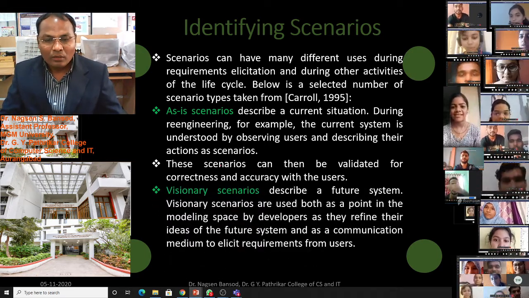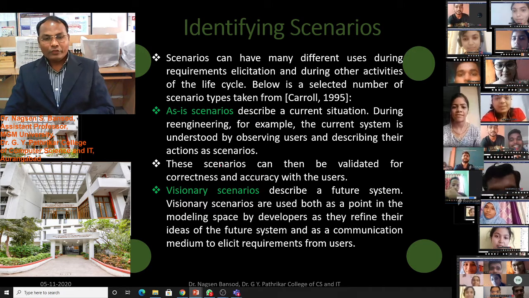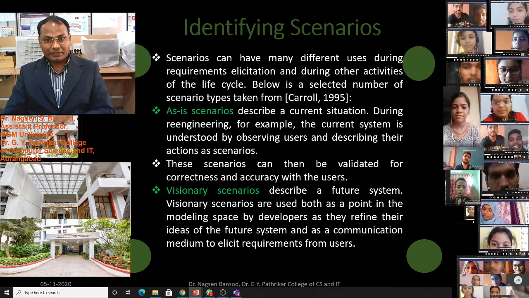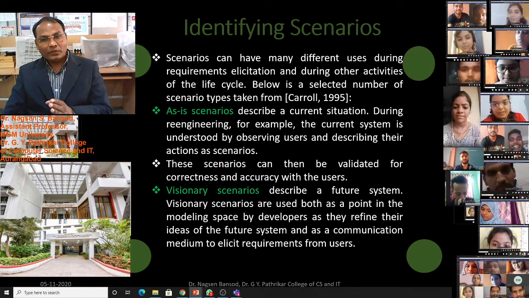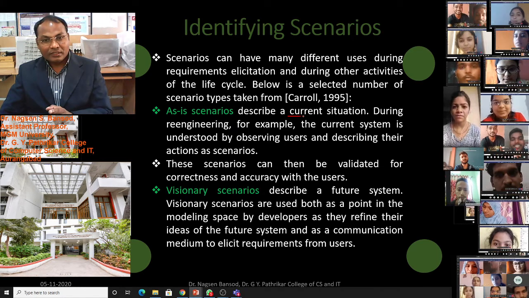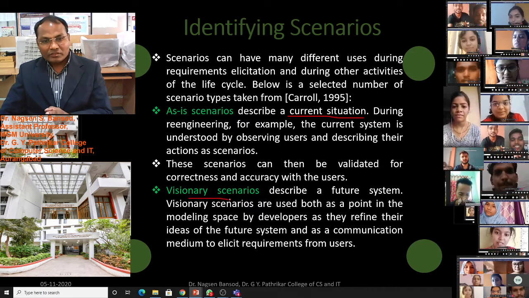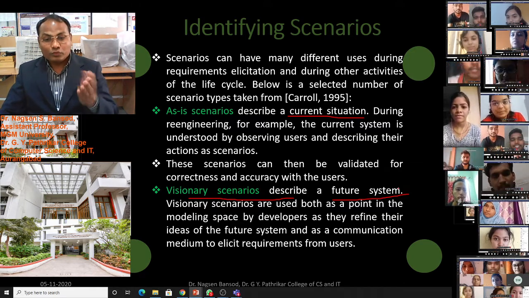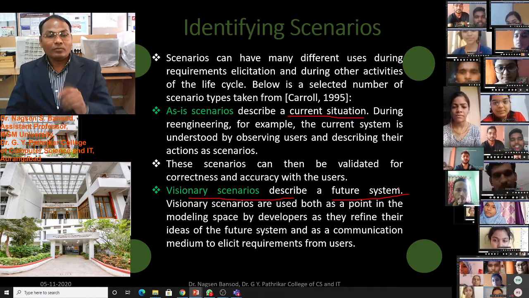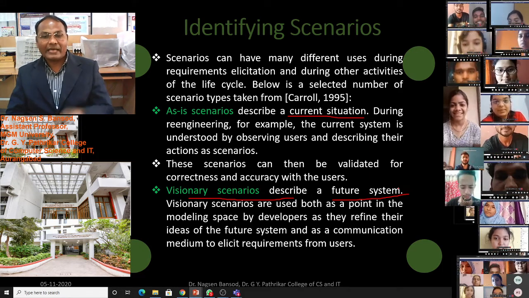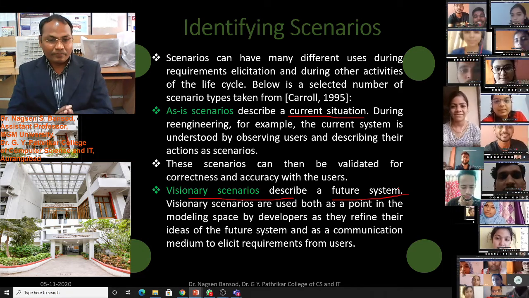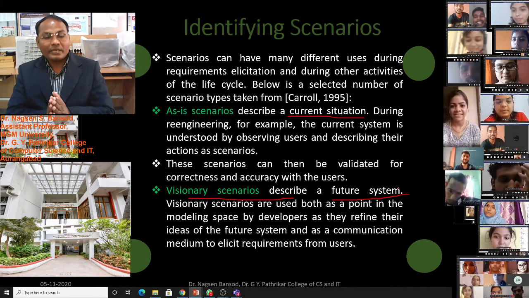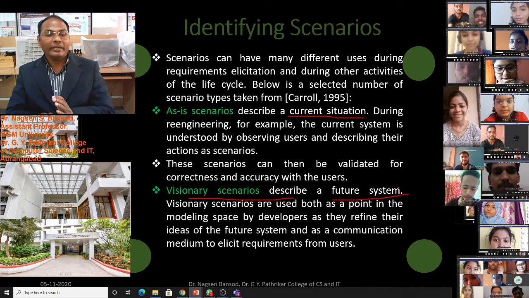Visionary scenario. Visionary scenarios describe a future system. You see, as-is scenarios describe the current situation, and visionary scenarios describe a future system. Visionary scenarios are used both as a point in the modeling space by developers as they refine their ideas of the future system, and as a communication medium to elicit requirements from users.